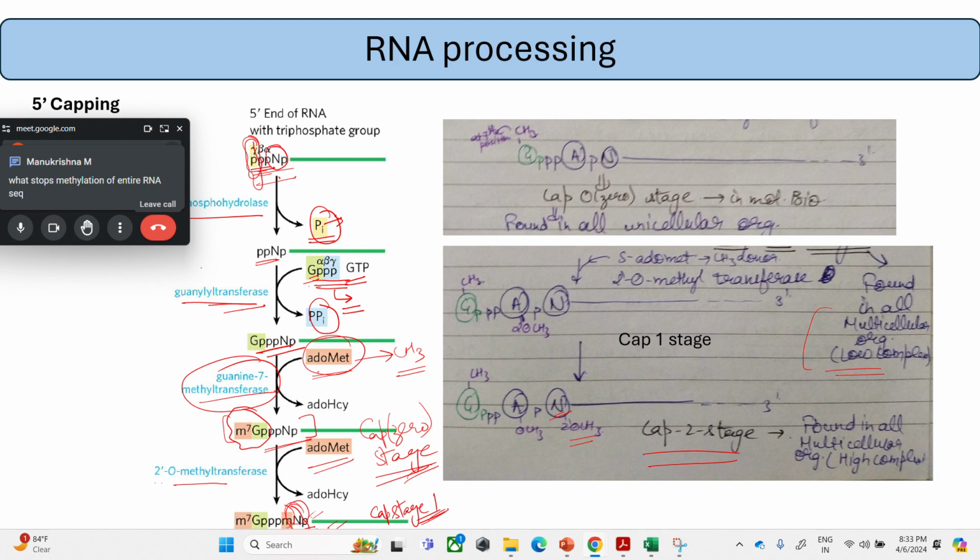So basically, there are some enzymes. The whole RNA will not be methylated because the enzymes for recognizing different base sequences are not present. That is why many proteins bind to the RNA and prevent its degradation, rather than modifying the RNA by methylation.